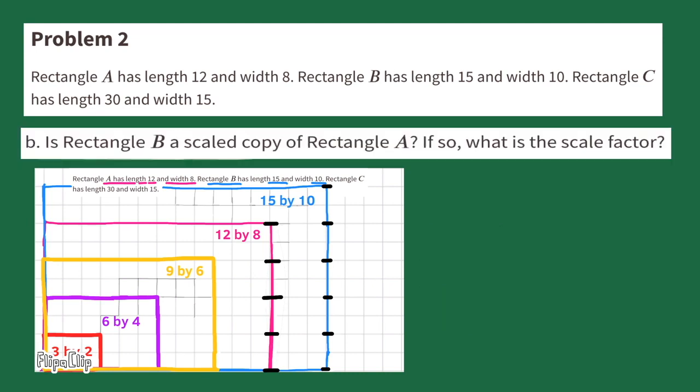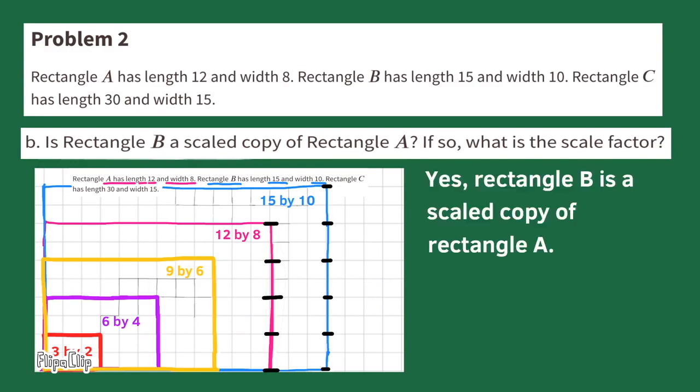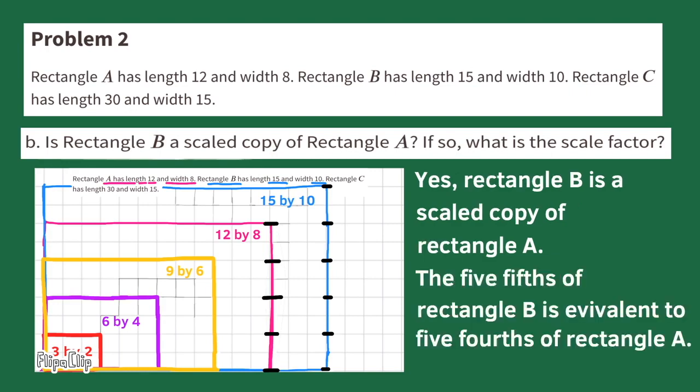B. Is rectangle B a scaled copy of rectangle A? If so, what is the scale factor? Remember, rectangle A is the pink rectangle and rectangle B is the blue rectangle. Yes, rectangle B is a scaled copy of rectangle A. The 5/5 of rectangle B is equivalent to 5/4 of rectangle A.